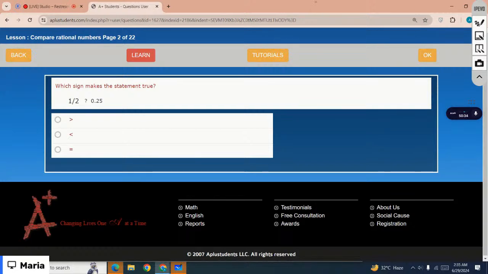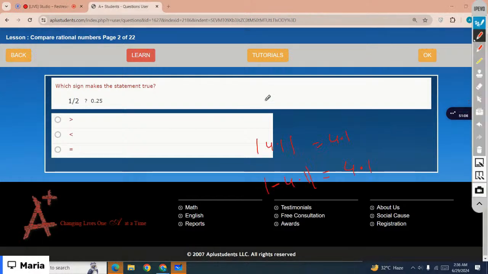Which sign makes the statement true, 1 by 2 and 0.25? Which is the correct option? 1 by 2 is equal to 0.5, right? So 0.5 is greater than 0.25. So that means greater it is. The correct option is greater.